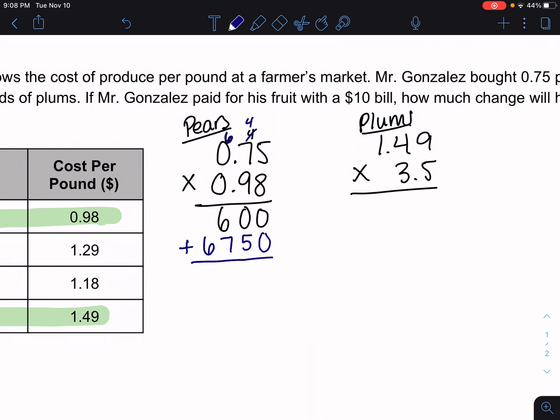So when I add, 0 plus 0 is 0. 0 plus 5 is 5. 6 plus 7 is 13. Carry the 1. 6 plus 1 is 7. And then I've got 4 decimal places. So 1, 2, 3, 4. So the total cost of the pears is $0.735.